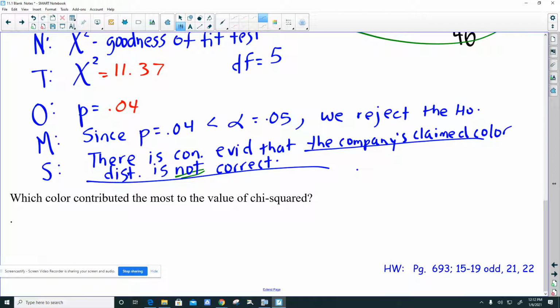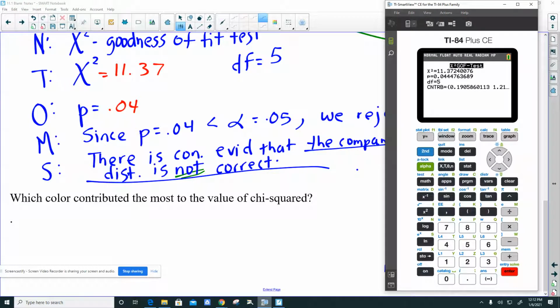Last part to this. It says, which color contributed the most to the chi-square value? So I'm going to hop back on the calculator. I'm going to go into Stat Edit, move the cursor on top of L3, press second Stat, and select that contribution command. Whatever the largest value is here, this is what would have contributed the most. I'm seeing 5.39. That's my third value down.